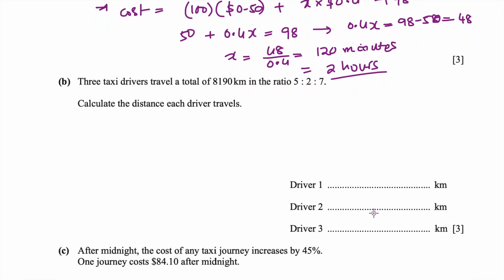Question number 3. Taxi drivers travel a total of 8190 kilometers in the ratio of 5:2:7. Calculate the distance each driver travels. So this is a ratio question.